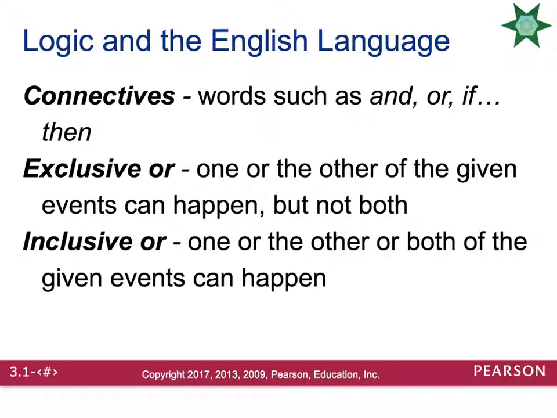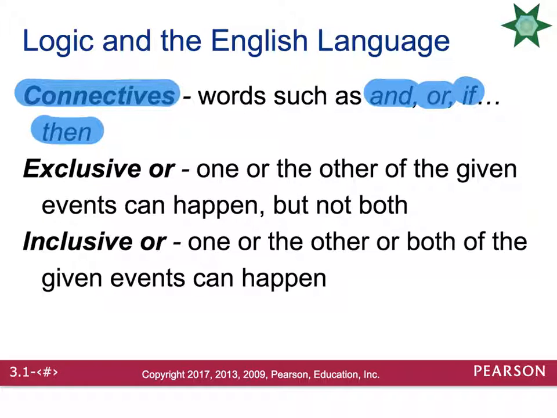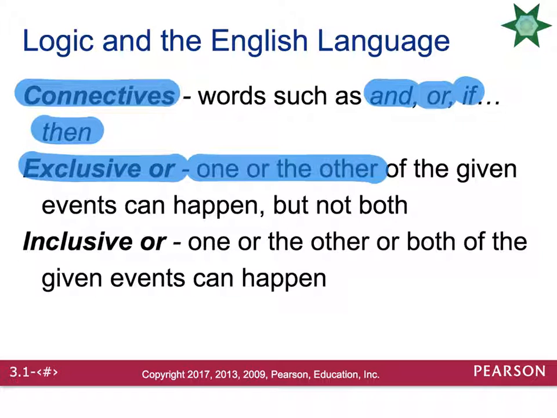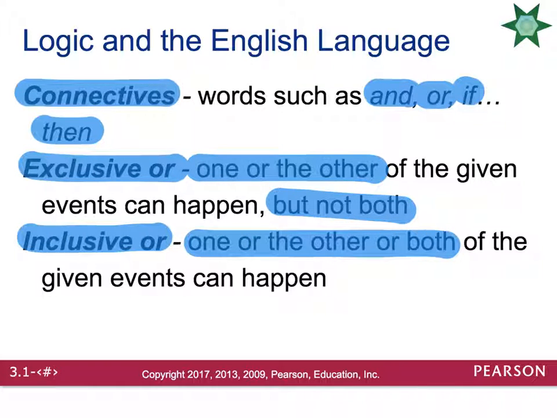So this is how symbolic logic is structured. First of all, we have connectives, and those are words like and, or, if, then. They connect statements or ideas. An exclusive or means one or the other, but not both. Now that's kind of a new thing for us. What we looked at before, or union, was the inclusive or: one or the other or both. Now we're going to look at exclusive ors, which means it has to be in one or the other, but not both. So we'll look at both of those.